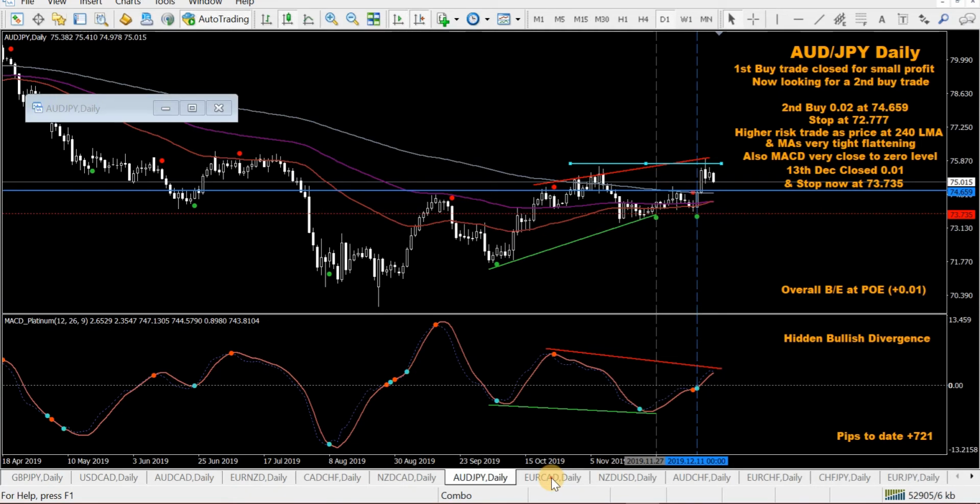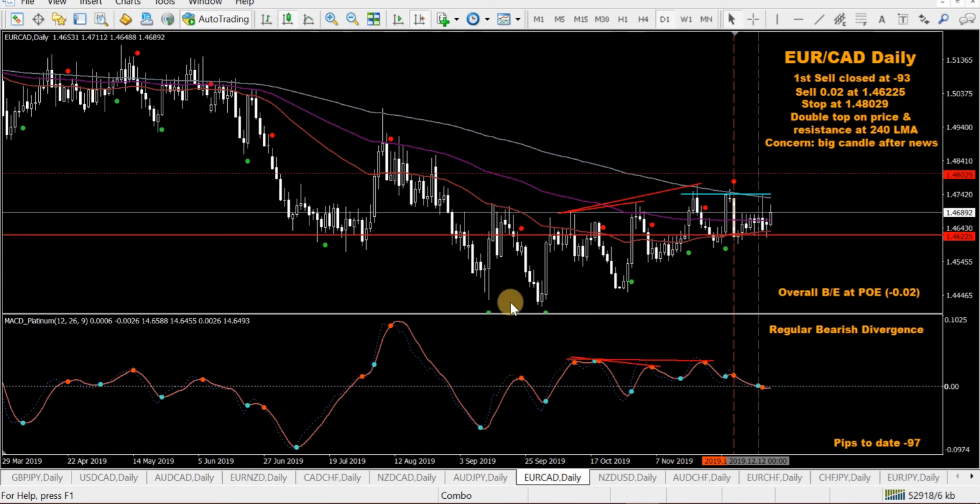Euro CAD. Here it comes up, and here it is in a sell, and it's been a sell from back here somewhere. You can see all my notes. Bang, bang, bang. What have I got here? Regular bearish divergence here.